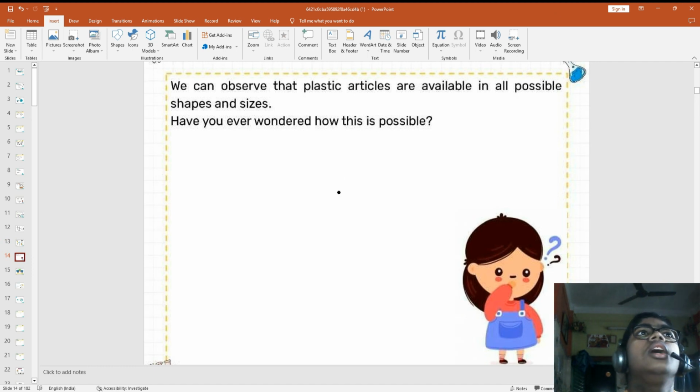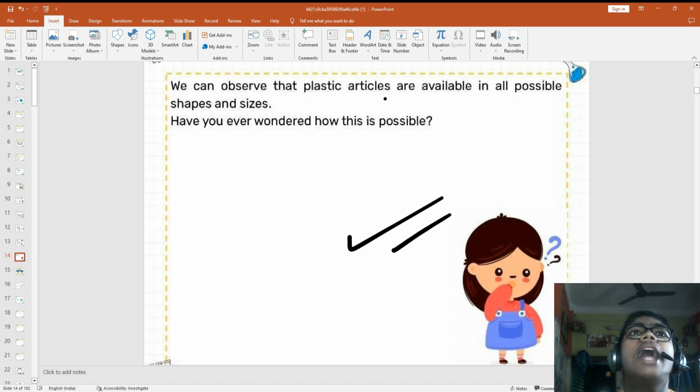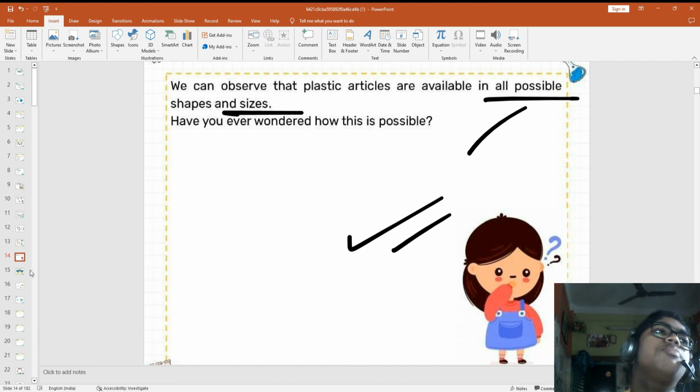Now, we can observe that plastics articles are available in all possible shapes and sizes. Have you wondered how this is possible?